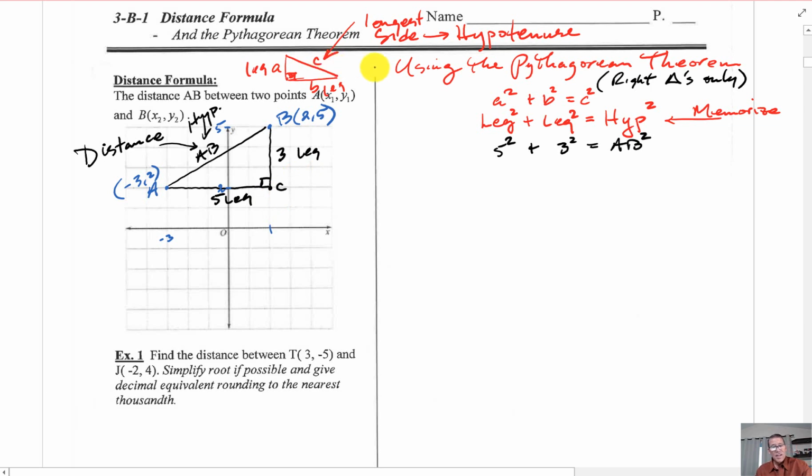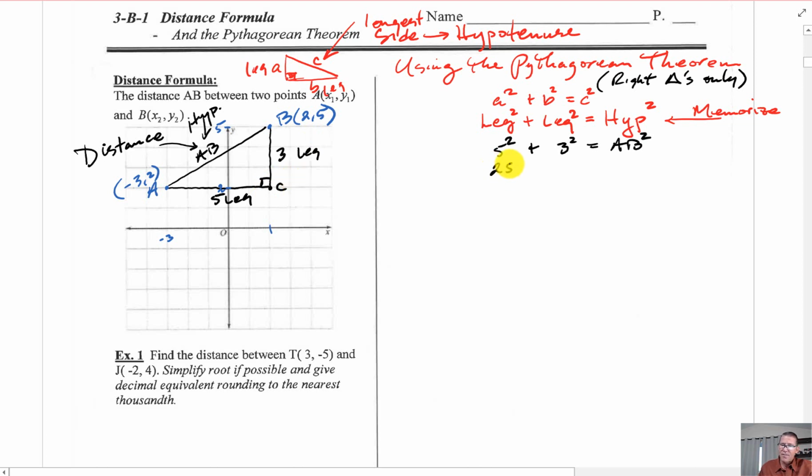So again, that's why I don't suggest remembering it as A squared plus B squared equals C squared, because if you notice on the triangle here that's given, all right, there's no C on the triangle, with the exception of the point. But I'm talking about distance here.